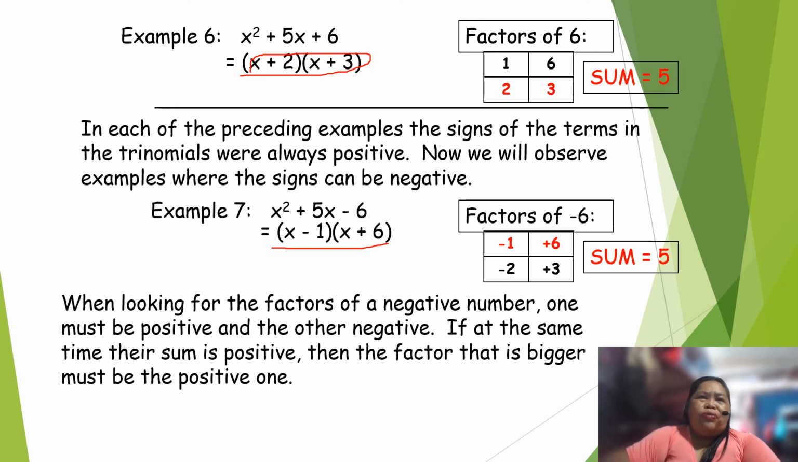When looking for the factors of a negative number, one must be positive and the other must be negative. If at the same time their sum is positive, then the factor that is bigger must be positive.